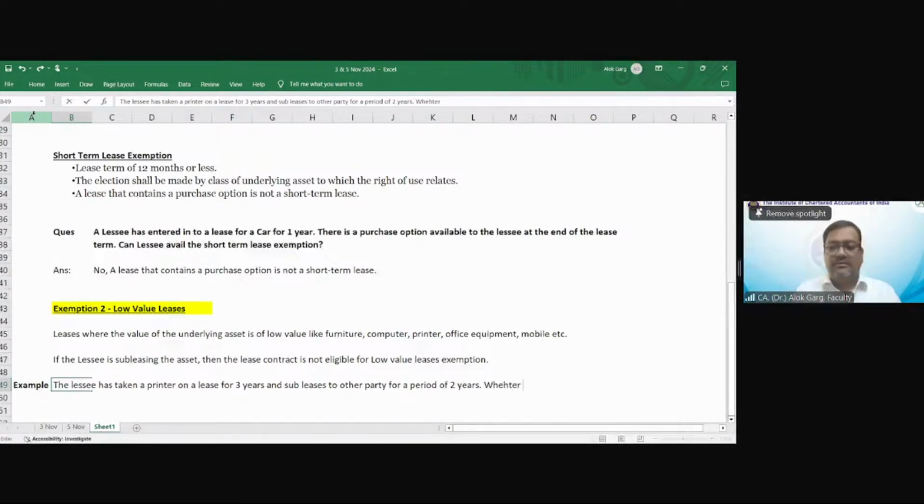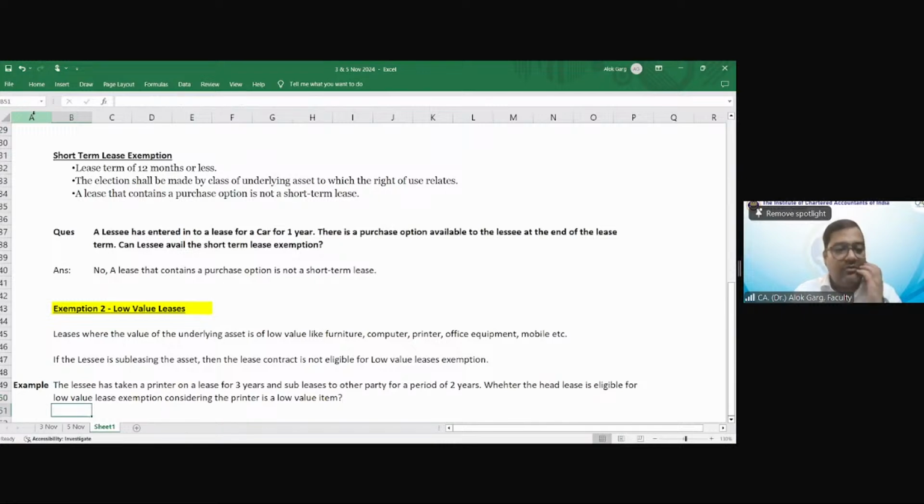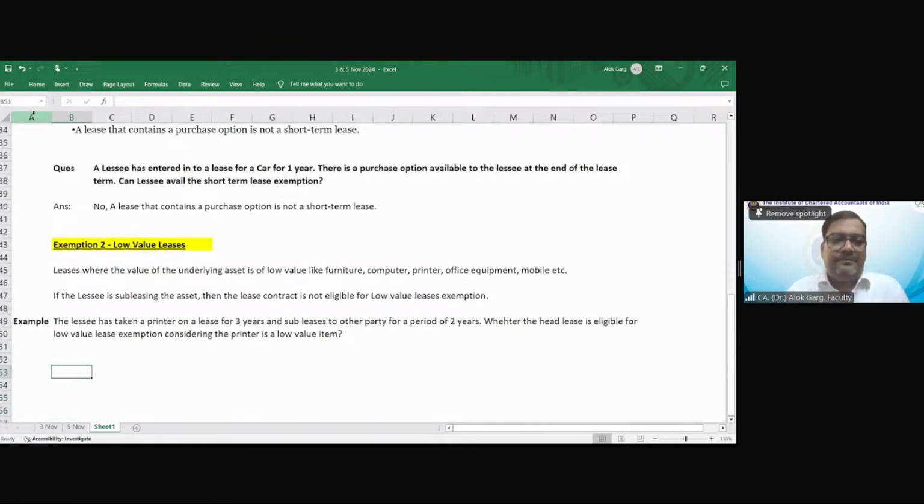Whether the head lease is eligible for low value lease exemption, considering the printer is a low value item. Yes or no? No. Answer no. Why no?